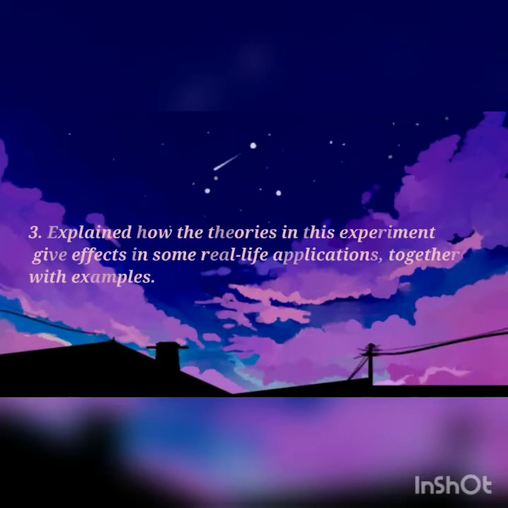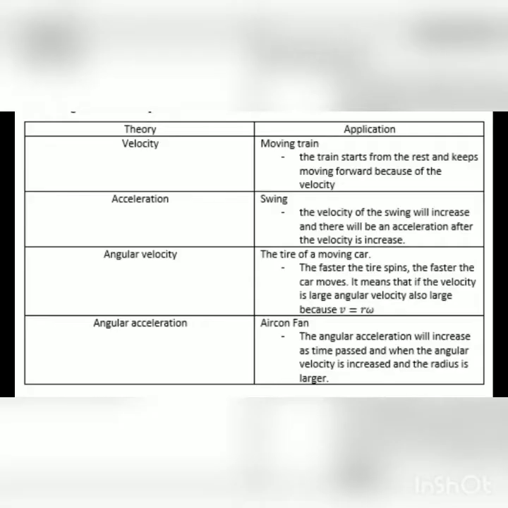For the last discussion, explain how the theories in this experiment give effect in some real-life applications together with examples. So for velocity, the application is a moving train. The train starts from rest and keeps moving forward because of the velocity. The second theory is acceleration, for example, a swing. The velocity of the swing will increase and there will be an acceleration after the velocity is increased.